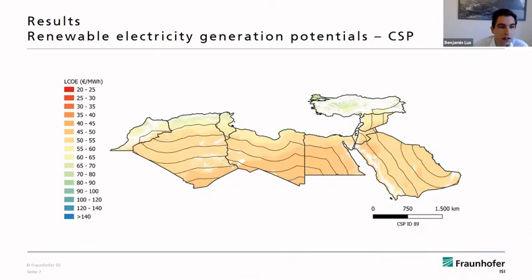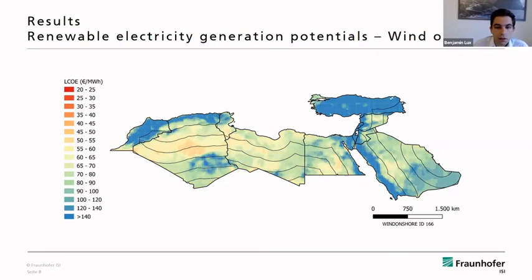On this next slide, we see an equivalent representation of the CSP generation potential, which is a bit more expensive than that of PV. Generation costs range between 47 euro per megawatt hour and 88 euro per megawatt hour. And the cheapest 90% of the CSP generation potential has LCOE below 55 euro per megawatt hour. So it's still a cheap generation option. The regional distribution of the CSP potentials tends to show a stronger north-south gradient than PV. This is because CSP depends more strongly on direct solar irradiation.